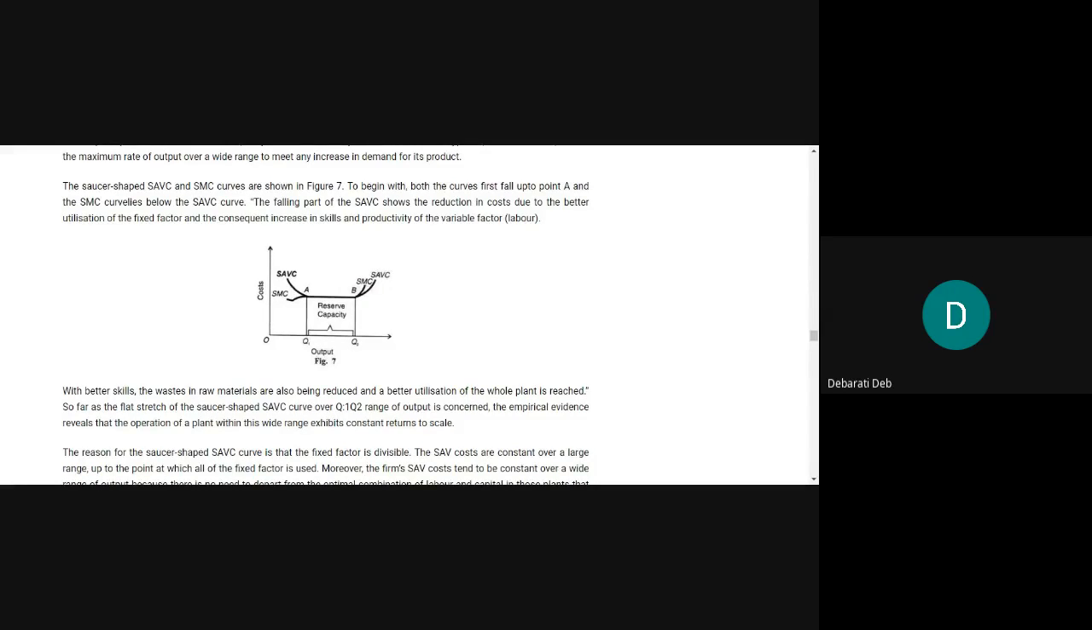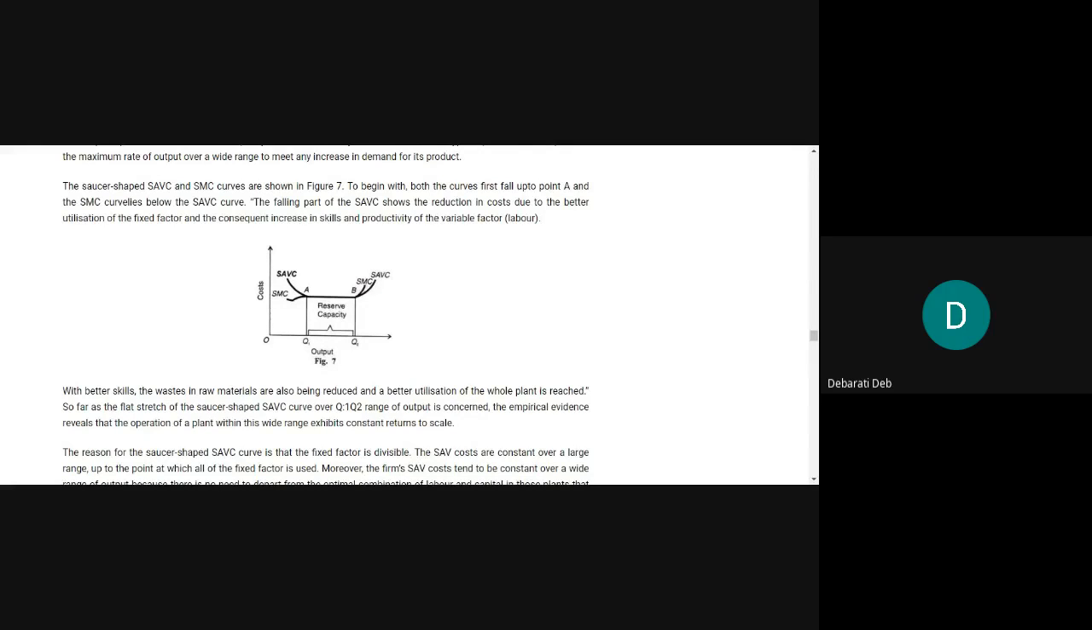Up to A, the SAVC and SMC will fall, but SMC will lie below the SAVC curve. Why does this happen? Because in this time period, the labor can increase their skills and productivity, and since the utilization of the fixed factor is fullest, the cost will go on falling.